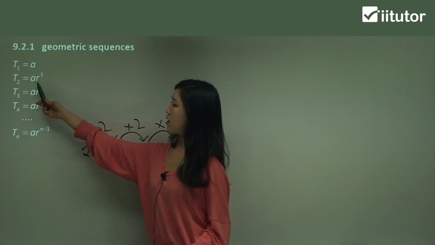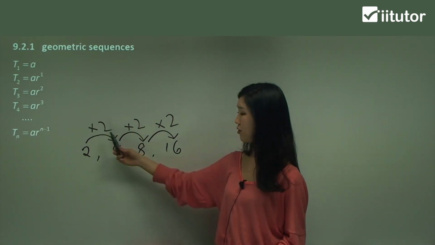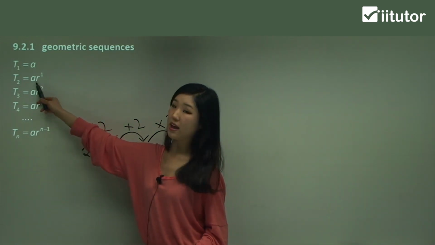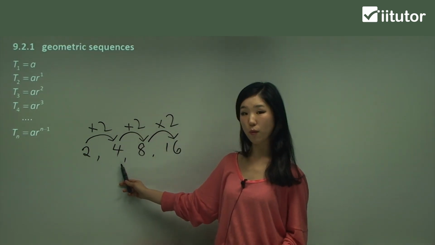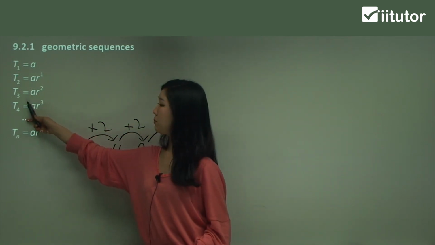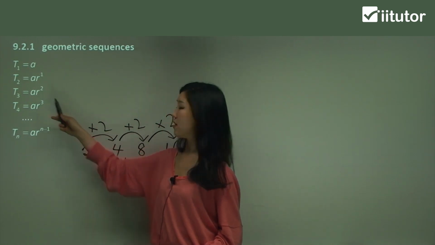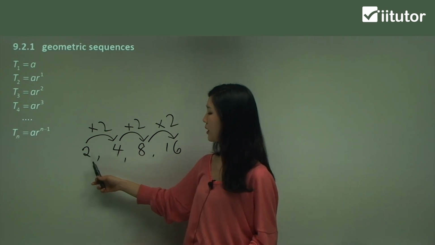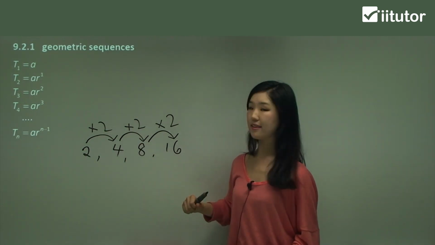And then term 2 is going to be A times R to the power of 1. R is the common ratio, which in this case is 2. So to get to the next number, we've simply multiplied the first term, A, by R, which is 2. So we've got the second number, 4. And then to get the third number, T3, we multiply the first number, 2, A, with R squared. R squared is going to be 2 squared, since R is 2. So 2 times 2 squared is going to be 8.